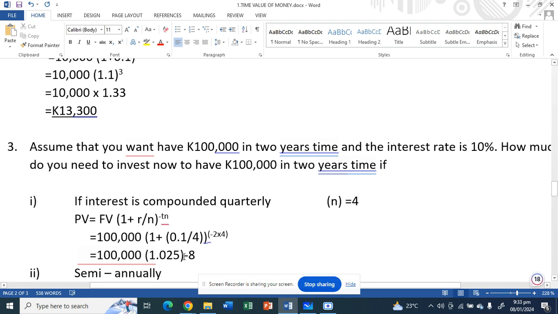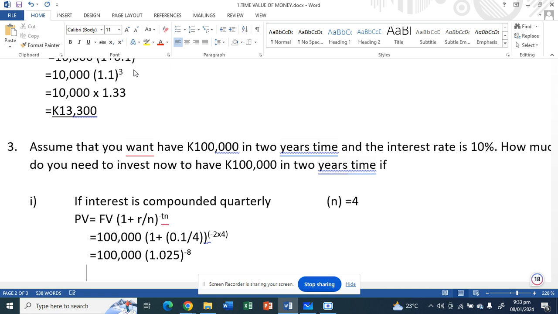Colleagues, are we clear up to this part? Any questions? Okay, I'll assume there are no questions.